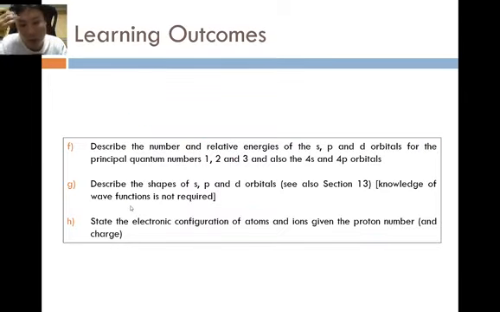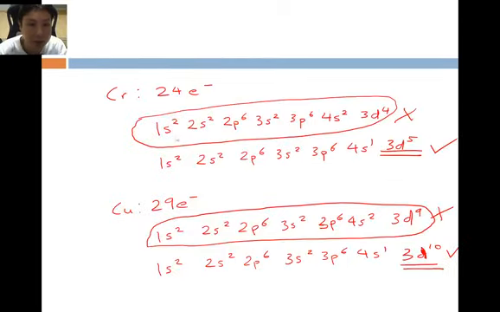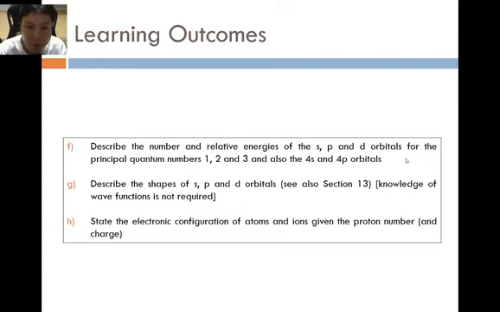Okay, so to this learning outcome: describe the number and relative energies of the s, p, and d orbitals for the principal quantum numbers 1, 2, and 3. So again, the 1, 2, 3 is basically the level. The first number here is the principal quantum number. I've covered 1, 2, and 3, and including the 4s. After the 3d will be the 4p, so all the way until the 4s and the 4p.